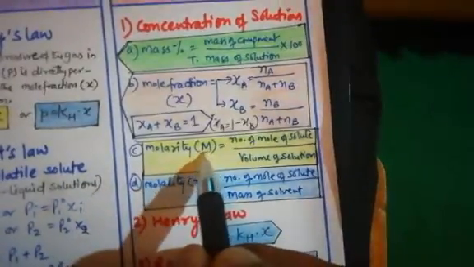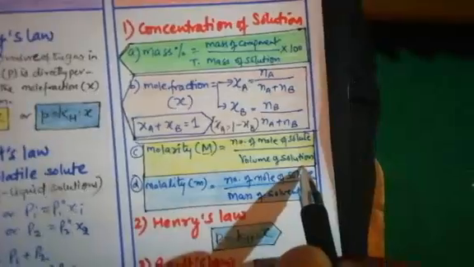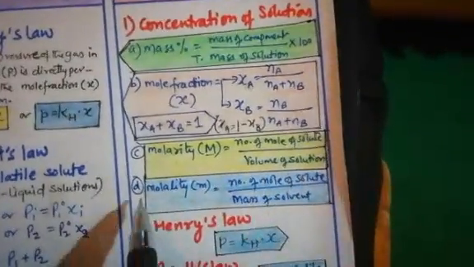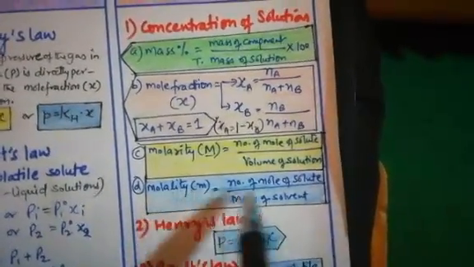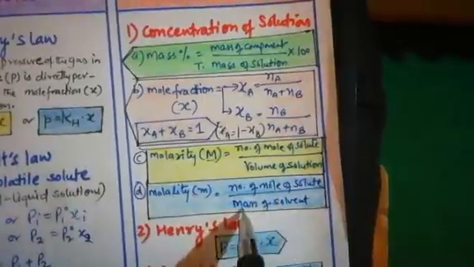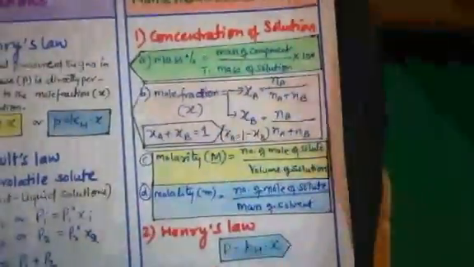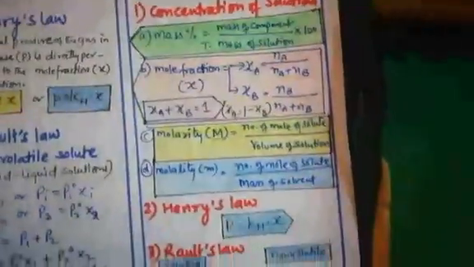Next is molarity. Molarity is denoted by capital M, in which number of moles of solute upon volume of solution in liters. Molality is small m, number of moles of solute same, upon mass of solvent. So this we have done so many times. I hope now you understood very well.